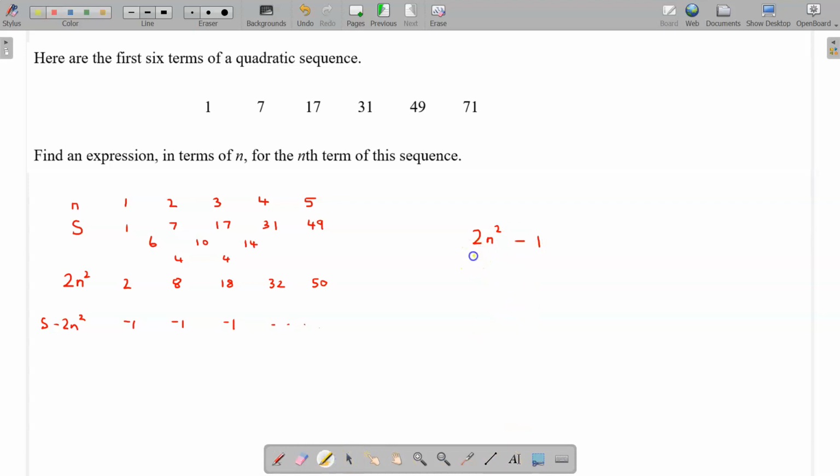It's easy to check that and see. If you take 2 times 1 squared and subtract 1, you get 1. If you take 2 times 2 squared, you get 8. Minus 1 is 7. 2 times 3 squared is 18. Take away 1 is 17. So it's very easy to see that that is in fact correct. And that's the end of that question. And that's the end of those 5 questions.